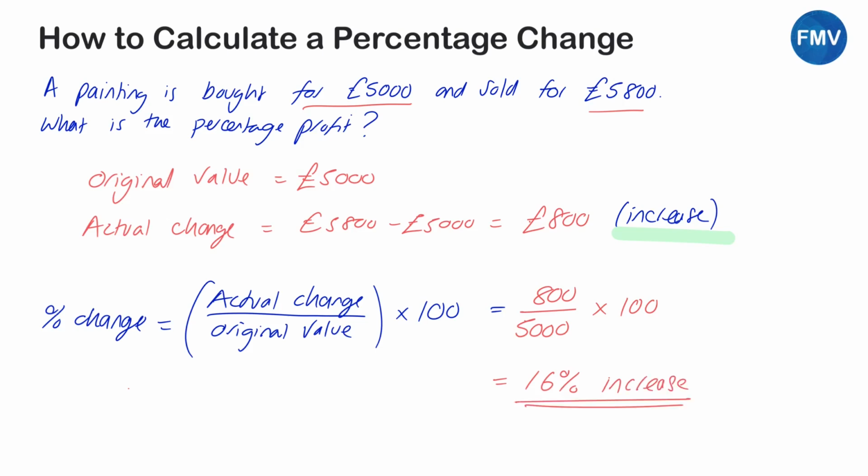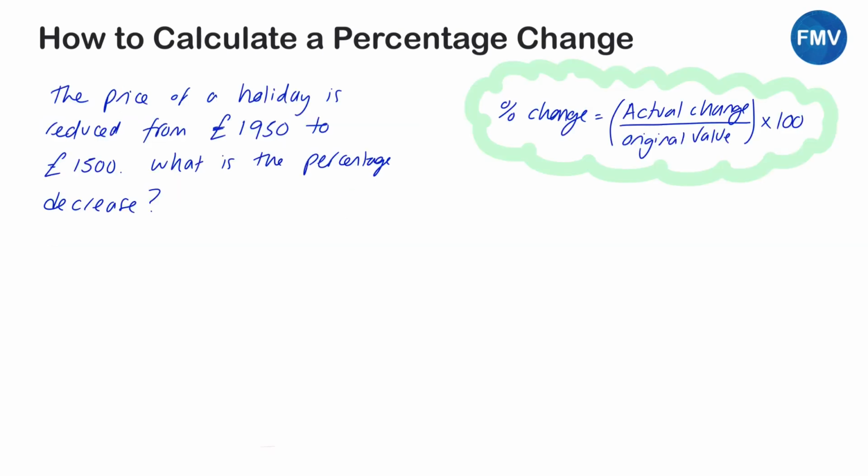So that is a 16% increase. So a quick recap, the key part is this formula here. So percentage change is equal to the actual change, that's the difference between the original and the new price, divided by the original value, multiplied by 100. Let's look at another one. Okay, so I've placed the formula up there so you can see it.